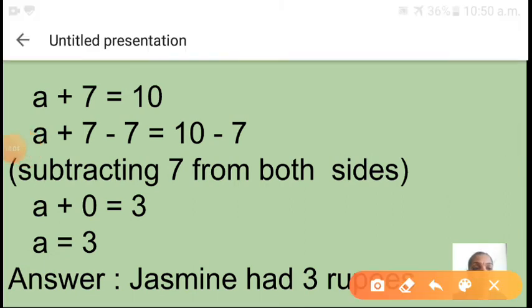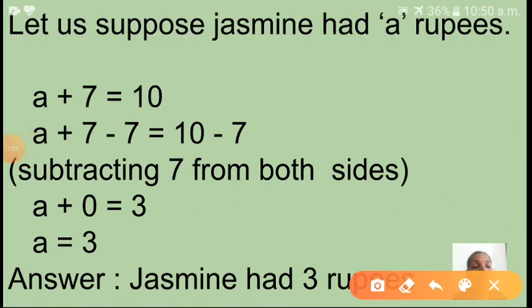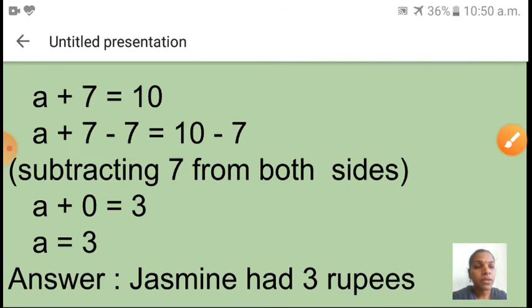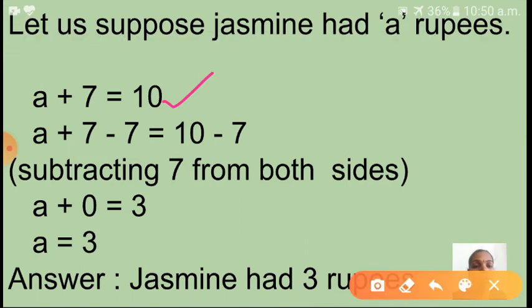So children, first one is what? Which one we have to find? That we have to take as the variable. Okay. Afterwards, you have to make an equation through your question. From your question, you have to make an equation. Okay children. So A plus 7 is equal to 10. I hope you understood this one, how we have to make.